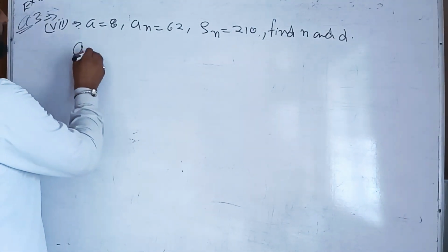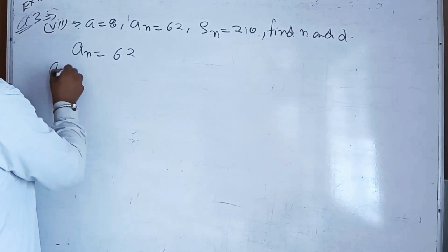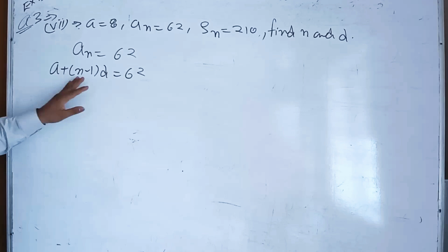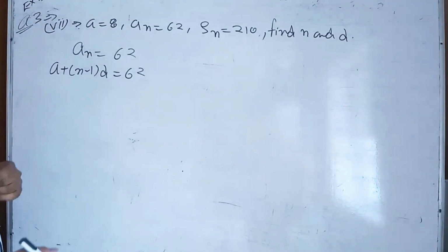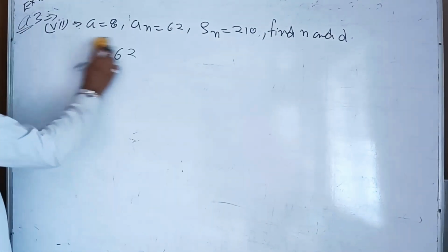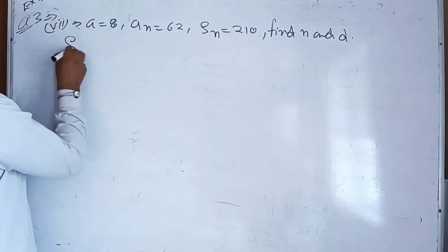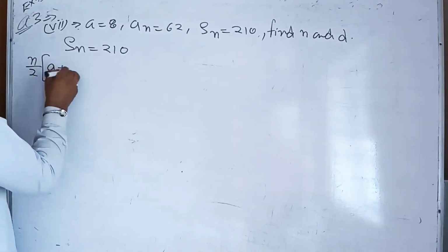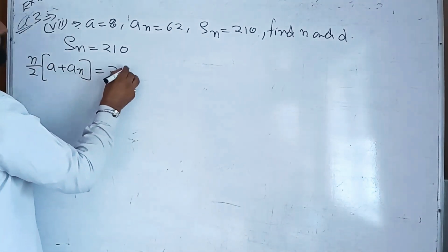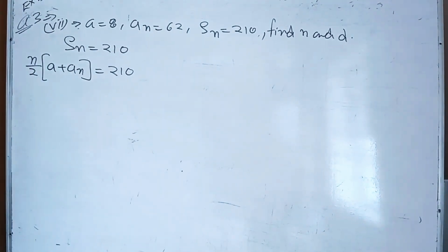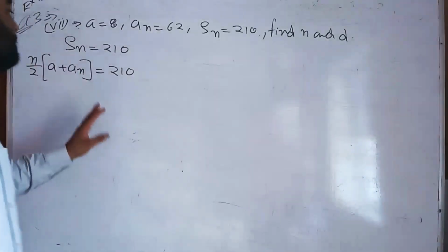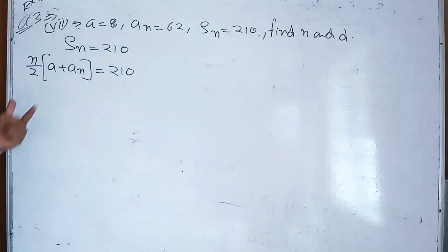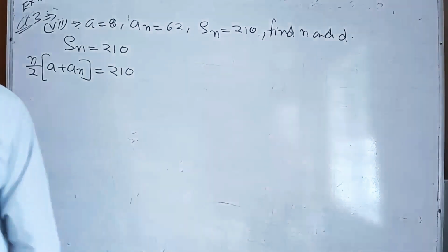If we consider an = 62, three values are involved here: a, n and d. Here a is given, but n and d are not given, so you can't apply this formula. So you have to consider Sn = 210. Here you apply the formula Sn = n/2 (a + an), or (a + l), instead of n/2 (2a + (n − 1)d), because the value of an is given.